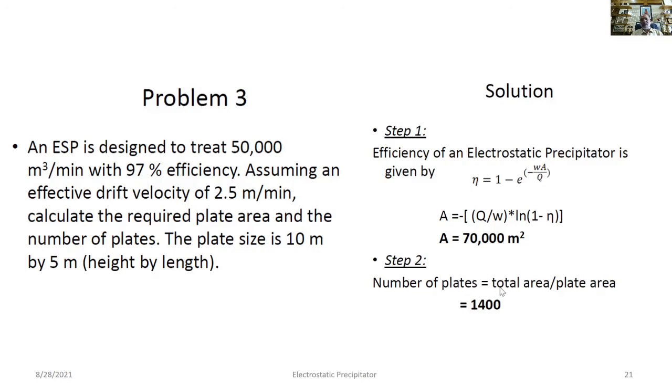In order to work out the number of plates, this total area is divided by the area of a plate, which is 50 square meter here. And as such, the number of the plates comes to be 1,400 numbers.